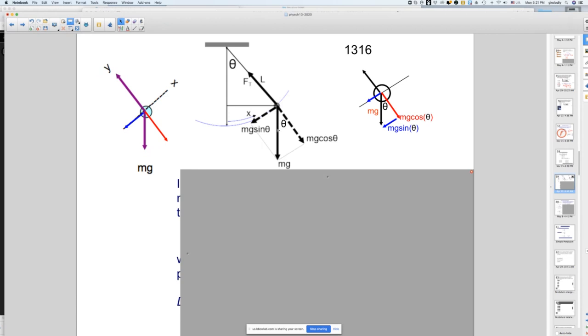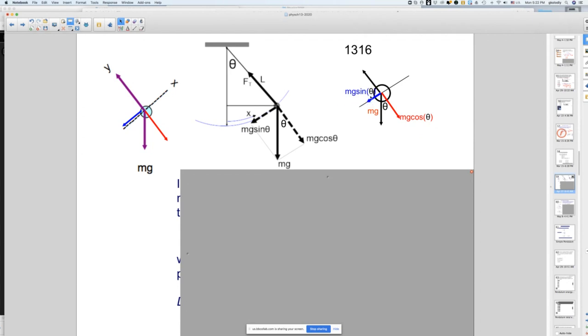So if this is mg, this is the side adjacent to theta, that's this red one here. That's the same as here. That's equal to mg cosine theta. And this side here, that's the same as this, is going to be mg sine of theta. And I have that written over here. So this is mg cosine theta. This is mg sine theta. And this basically is the restoring force. It's mg sine of theta.